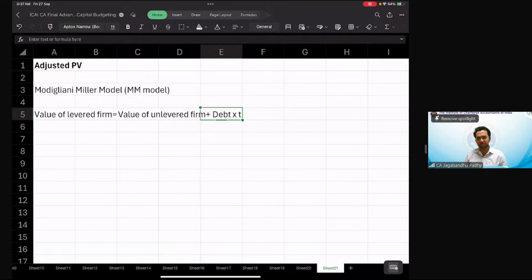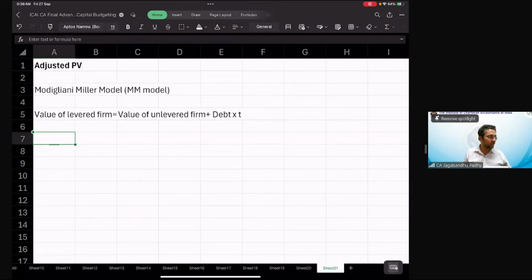Now, why do we do this multiplication of debt into tax? See, what is the additional benefit that a levered firm has as compared to the unlevered firm? Because a project, wherever you're investing, the business that you're doing is going to provide you the same amount of cash flow, same benefit.